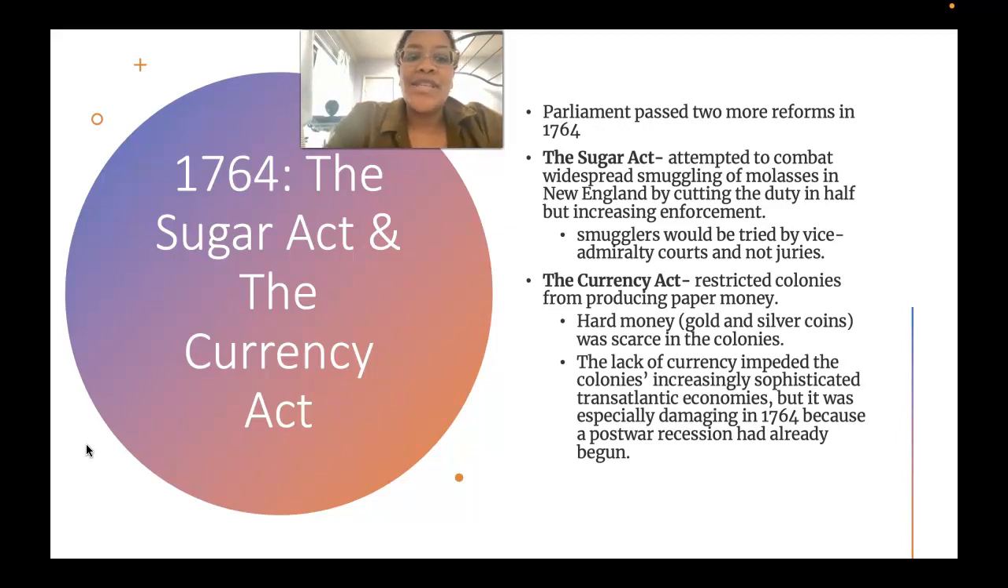And we see the Currency Act restricting colonies from producing paper money. This was problematic for the colonists because hard money, such as gold or silver coins, was hard to come by in the colonies. They pretty much relied upon paper money. Also, the lack of currency kind of stifled the colonies' increasingly sophisticated transatlantic economies, right? And so this was particularly damaging in 1764, where there's a recession that's already beginning to hit, coming off the tail of the 7 Years' War.